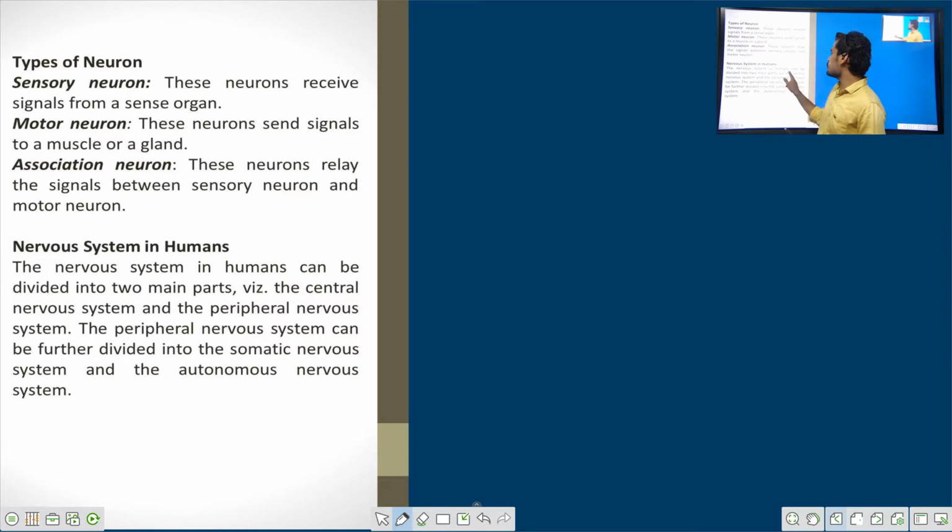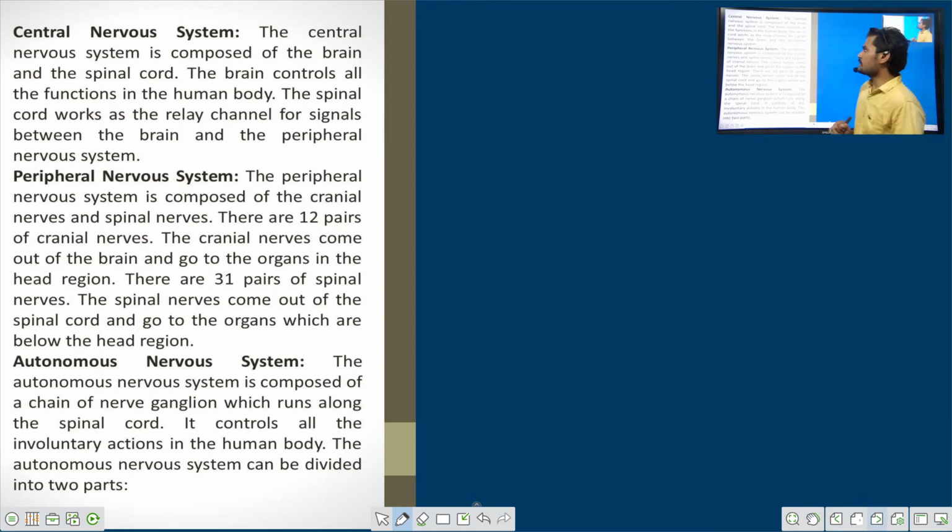The nervous system in humans can be divided into two main parts: the central nervous system and the peripheral nervous system. Every part in biology consists of divisions and divisions. As in nature's law, cell division has to occur and the function of each cell varies. So here also the nervous system consists of two different types of system, namely the central nervous system and the peripheral nervous system. Let us see what's in this system.